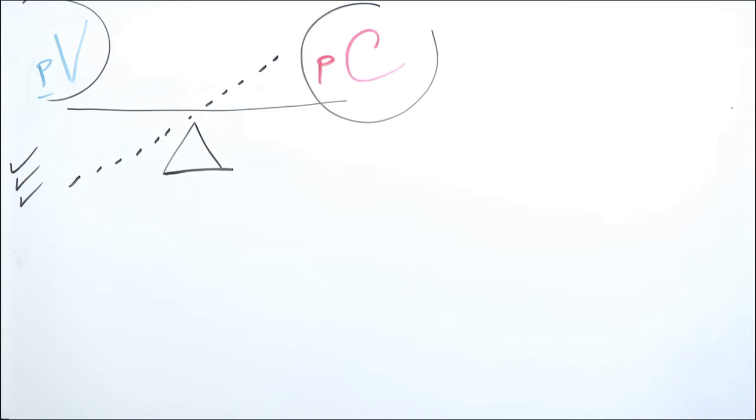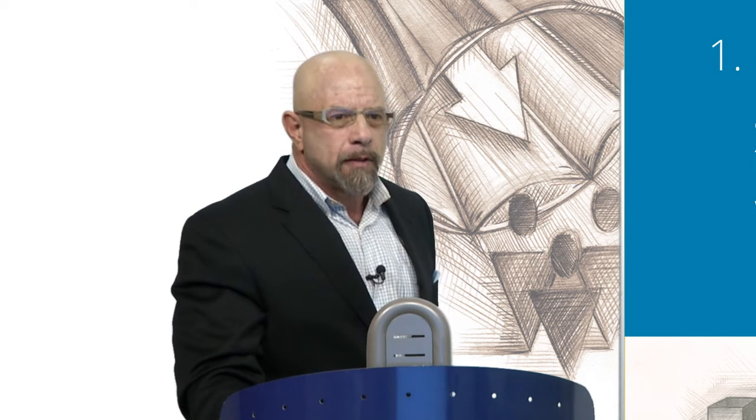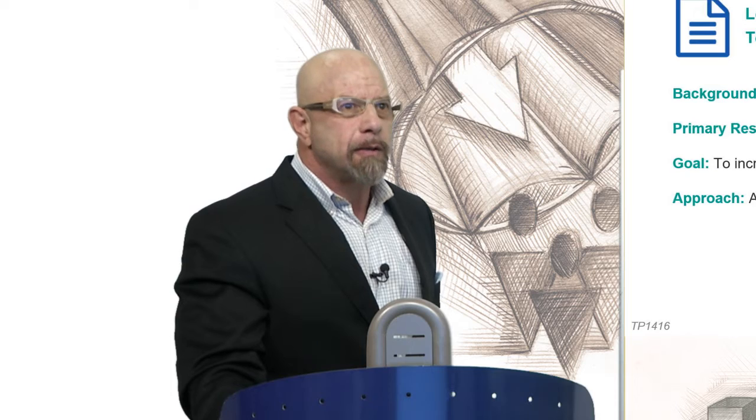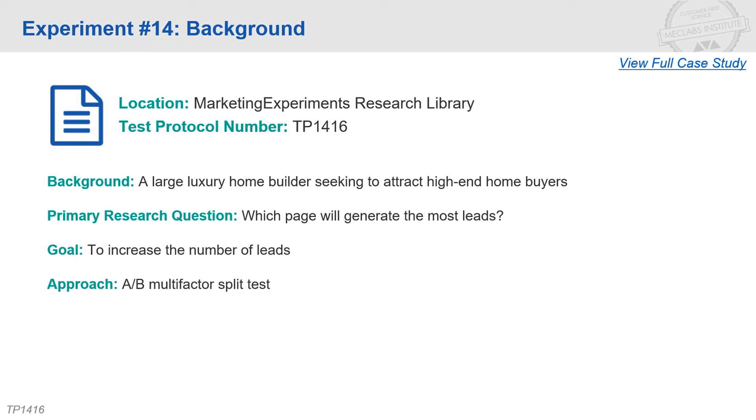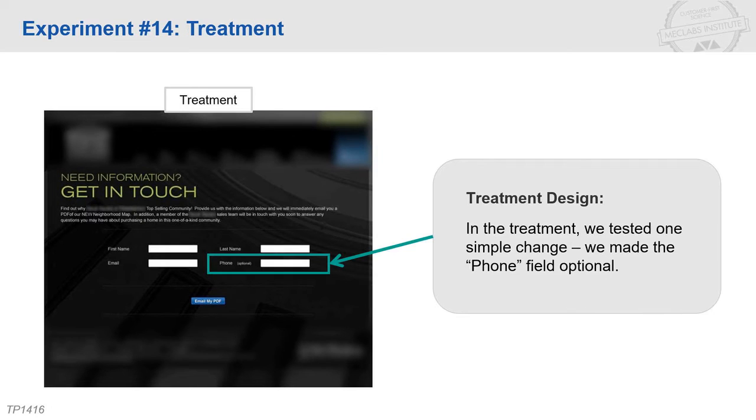As you look at this, let's move into a case study. And I'm still waiting for someone to try and answer the question, what can you do to tilt that fulcrum? As you're thinking about that, I'm going to take you to a case study. Here it is, Test Protocol 1416. This is a home builder. And you'll see there are two versions, a control and a treatment.